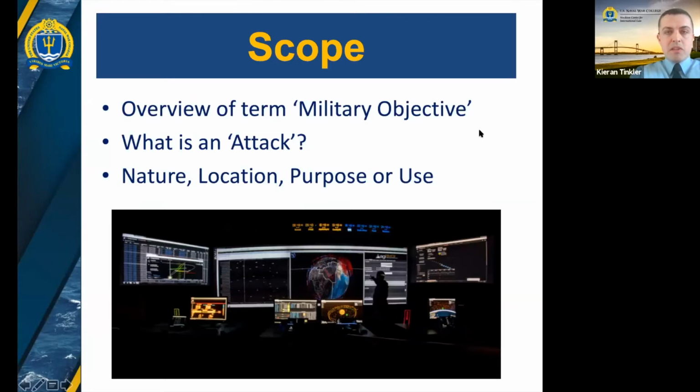So the overview: I'm going to give a bit of understanding of military objective, historically and contextually. Then I'm going to have to deal with a precursor question, which is what is an attack? And I'll explain why that's a necessary precursor question. And then there are various things you can look at when you dig down into trying to apply the term military objective in operations. I'm going to focus specifically on these four words: nature, location, purpose, or use, all of which you'll find in the test of military objective.